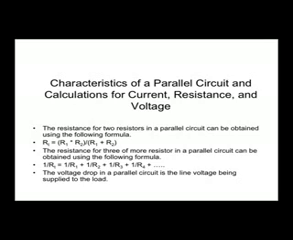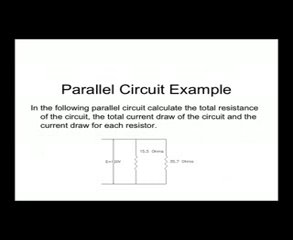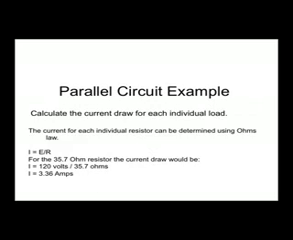The resistance of a parallel circuit gets smaller as more resistances are added to the circuit. So the resistance is always less than the lowest resistance. The total resistance of a parallel circuit cannot be obtained by taking the sum of all resistances. The resistance for 2 resistors in a parallel circuit can be obtained by using the formula R1 times R2 divided by R1 plus R2. If you have 3 or more resistors, you have to use 1 over RT equals 1 over R1 plus 1 over R2, etc. The voltage drop in a parallel circuit is at the line voltage being supplied to the load.